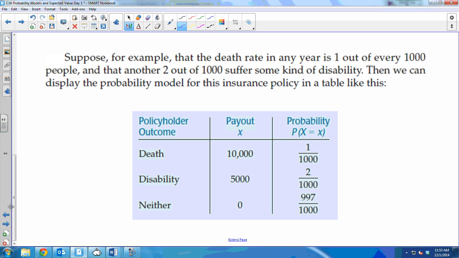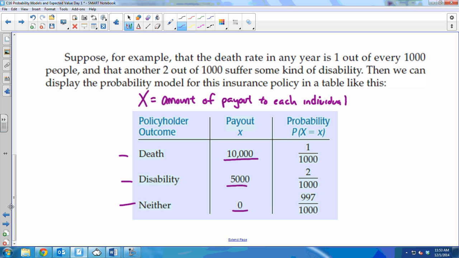So again, capital X is going to be the amount of payout to each individual. We have 3 different outcomes with their respective payouts and their respective probabilities. That's the probability model, this table. That's all it is. Okay? Does that make sense?